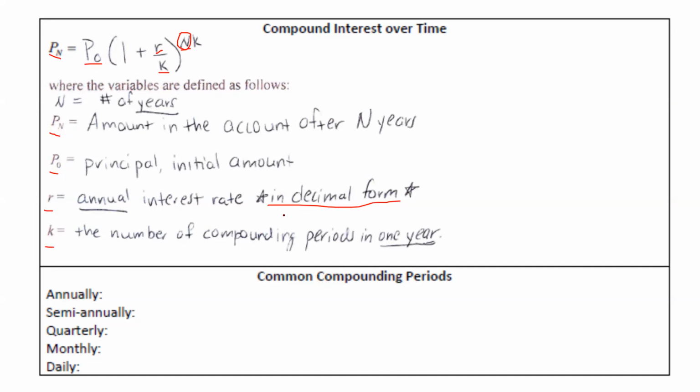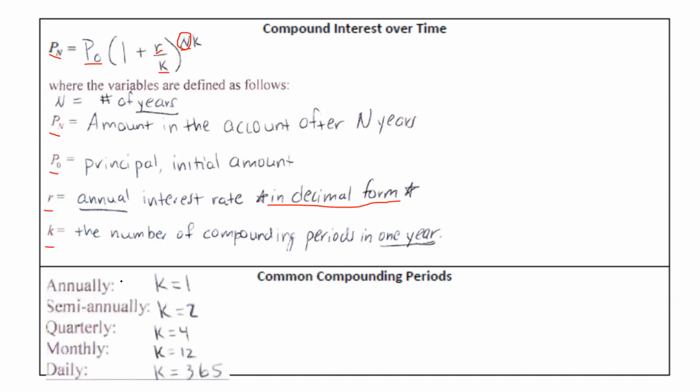K is the number of compounding periods in 1 year. To expound on K, if we do it annually, that means once, so K is equal to 1. Semi-annually is twice. Quarterly is 4. Monthly is 12. Daily is 365. I'll tell you, there are some textbooks that'll say 365.25 to include the leap year.